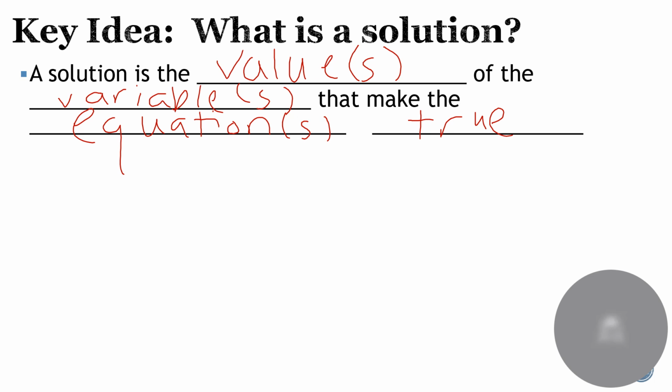Now, if we're just talking about a linear equation, then we would use the singular of all of that. A solution is the value of the variable that makes the equation true. But what's really great about definitions is that definitions are broad and they apply to more than just the concept that you're studying at a given time. So we could have one equation that has more than one solution. So in that case, it would be the values of the variable that make the equation true. Or you might actually have more than one equation that has more than one variable, but if you're asked to solve it, the solution would be the values of the variables that make the equations true.